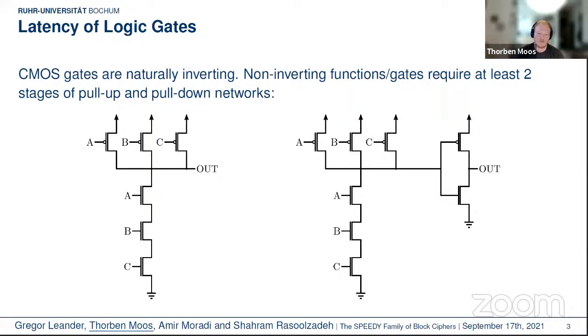As an example, we have here a NAND3 gate on the left and an AND3 gate on the right. You can see that the AND3 gate is essentially a NAND3 gate with an inverted output. So you have these 2 stages of pull-up and pull-down networks, and the signal has to propagate through that. First you need to charge or discharge this intermediate wire, and then you evaluate the inverter on that. So it definitely takes more time. In that regard, the naturally inverting gates are much more reasonable for low latency constructions.